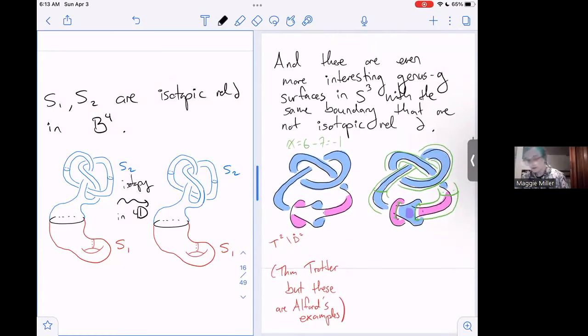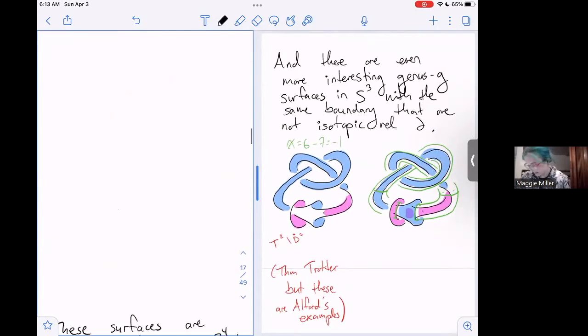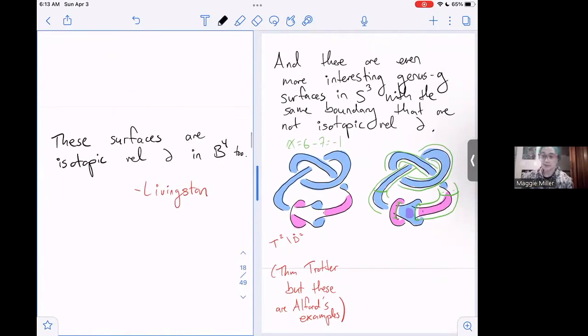And if we go look at our very interesting surfaces, then in fact, these are also isotopic rel boundary once we push their interiors into B4. And this is more surprising. These surfaces look extremely different. You should not be able to visualize the isotopy between them the way that I've drawn these surfaces. There are other systems for drawing surfaces, which I mentioned at the beginning of the talk, from which it is easier to construct this isotopy, but then you have to understand surfaces really well in order to do that. So Livingston did this.